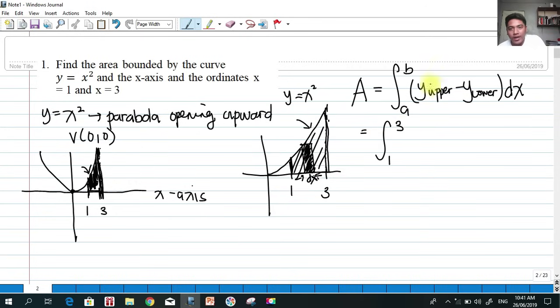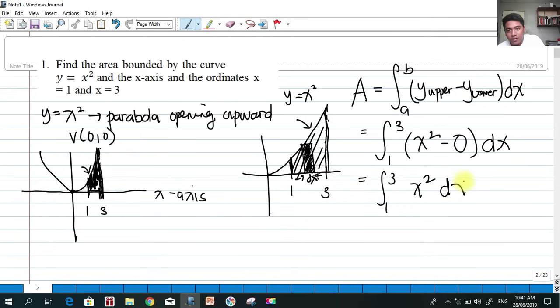So our y upper, again, we will express in terms of isolated y. So we already have this. So y upper will now become x squared. Okay, that is our y upper expressed in x. We isolated y, that's already isolated. Minus the y lower, since it touches the x-axis, it is 0. So dx. So simply we have reduced this formula into the integral of x squared dx evaluated from 1 to 3.